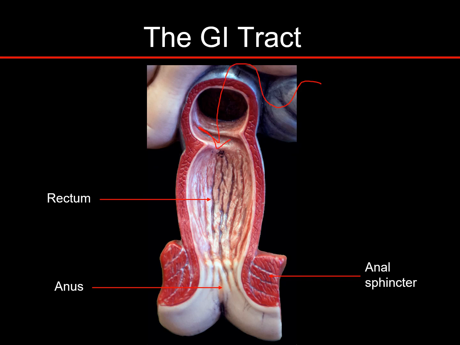So the important thing about the anus and the rectum is, again, we have two anal sphincters, an internal and external anal sphincter. One is controlled by smooth muscle, the internal, and the external is skeletal muscle. So we have control over that.